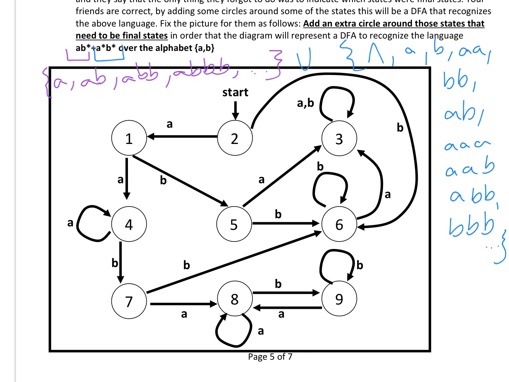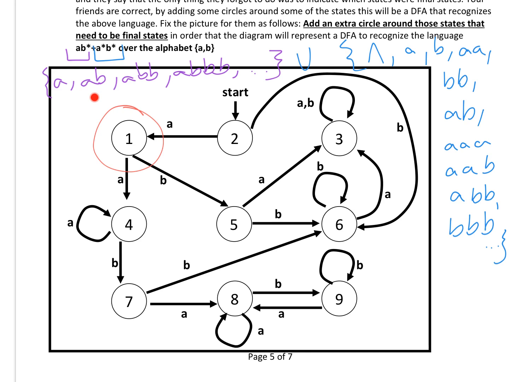Just to clarify, it is an infinite set, but these are the only strings of length 3 we can have in there. So let's go through these and see what we have. We need to accept the string A. So if we start here and we see an A, we have to accept state 1.